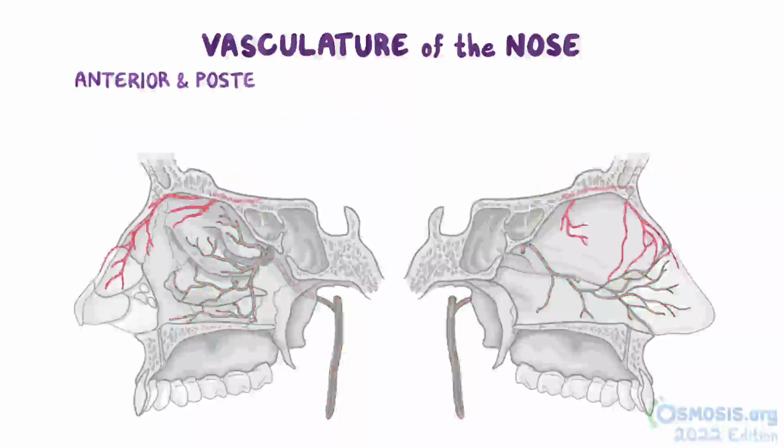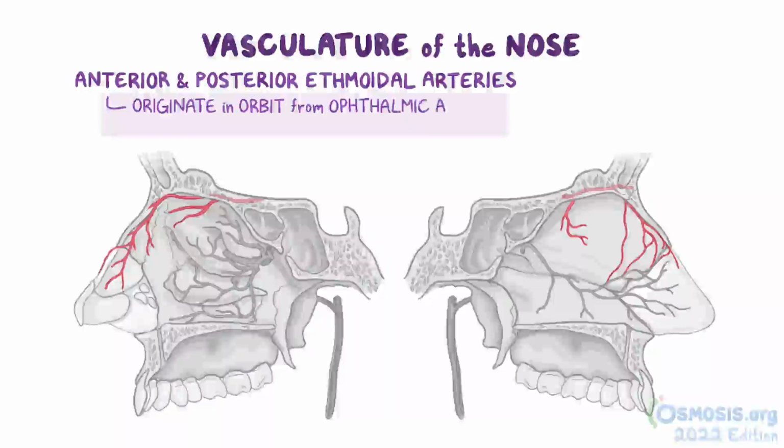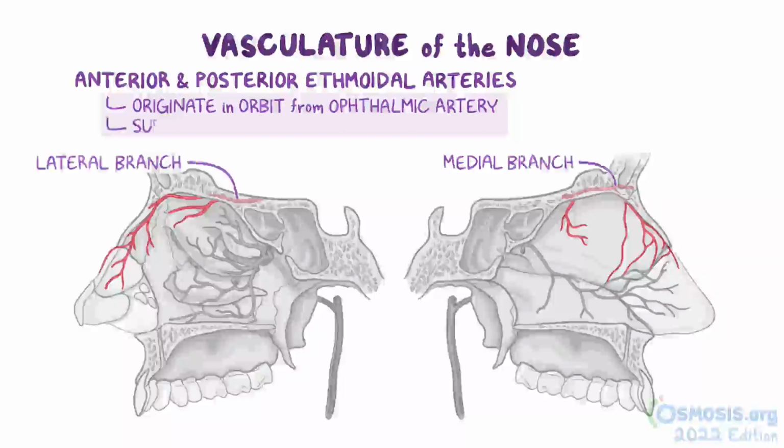Next are the anterior and posterior ethmoidal arteries, which originate in the orbit from the ophthalmic artery, a branch from the internal carotid artery. The anterior and posterior ethmoidal arteries enter the nasal cavity through the cribriform plate, where they branch medially and laterally to supply both walls. The anterior ethmoidal artery also gives off a small branch to supply the dorsum of the external nose.